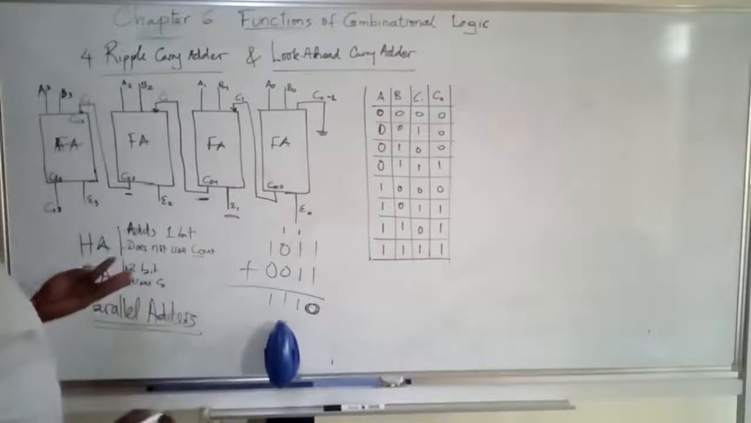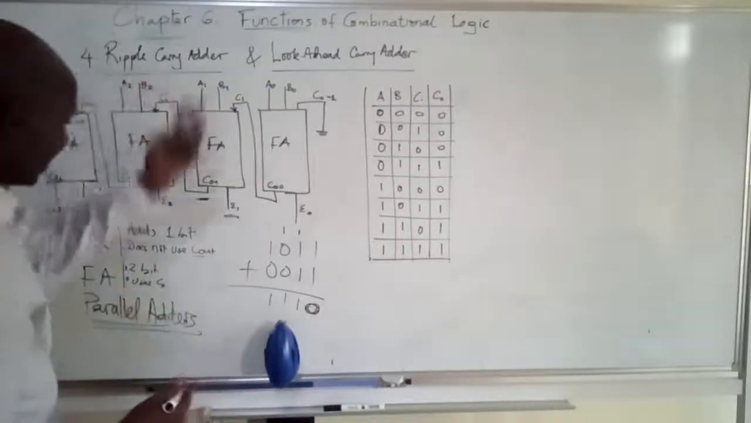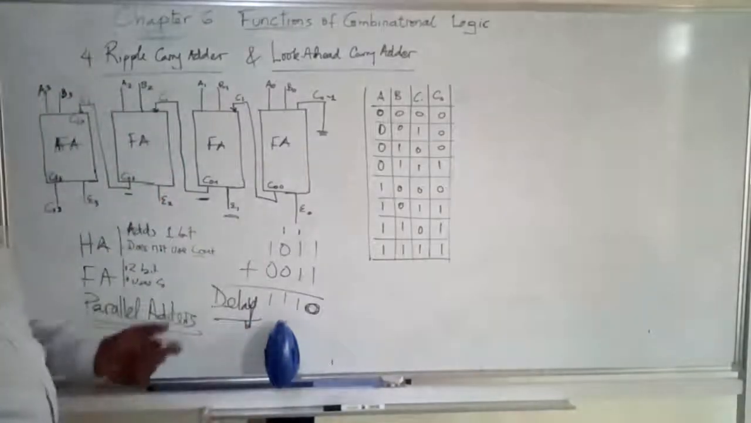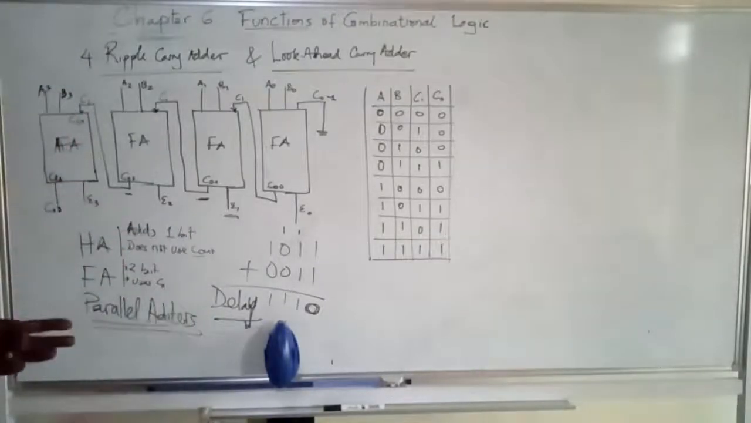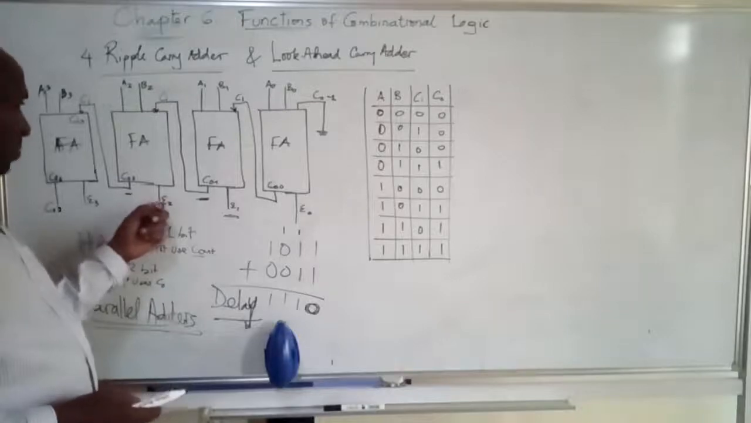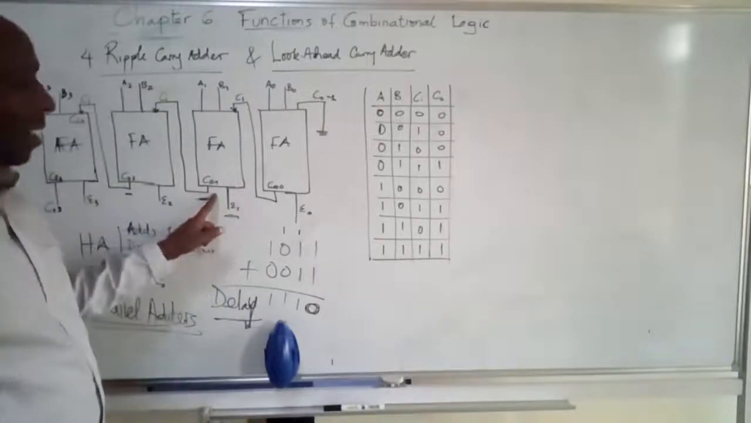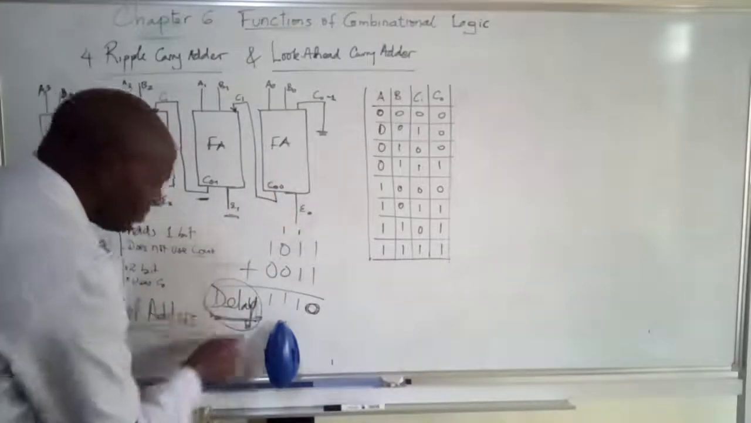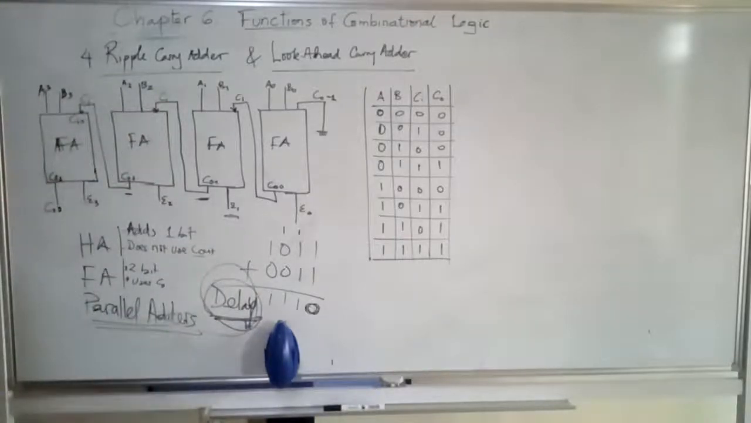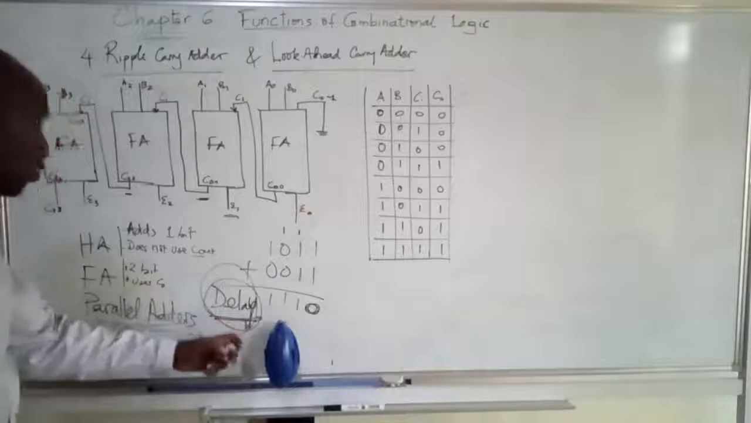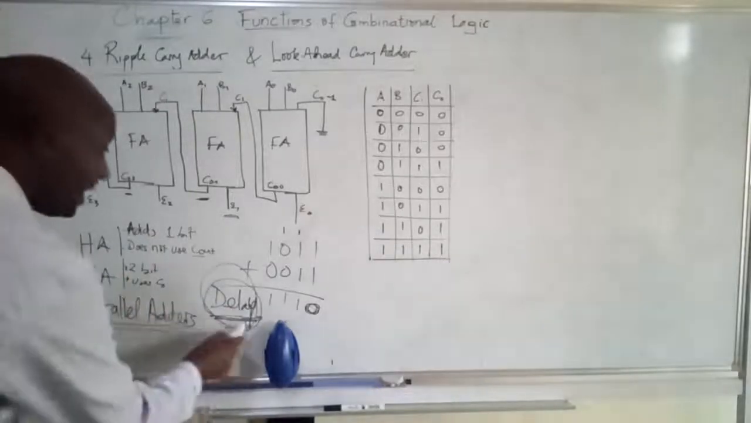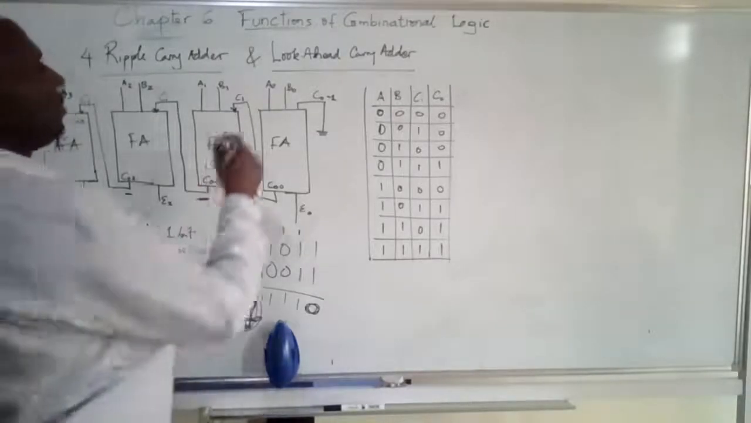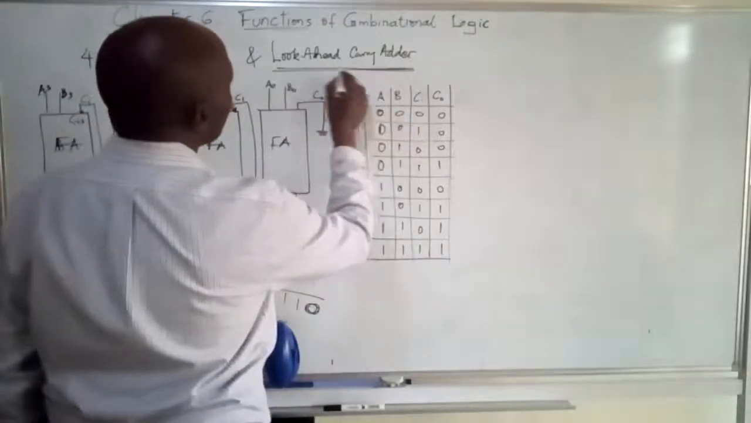So meaning that the disadvantage is that the ripple carry adder has a delay. We will have a delay in addition, because the carry out will be generated first and then used in the addition. That delay is the big disadvantage. So in electronics or in digital, we try to see how we can minimize the delays. Now, how can we minimize this delay? We minimize the delay by using the look ahead carry adder.